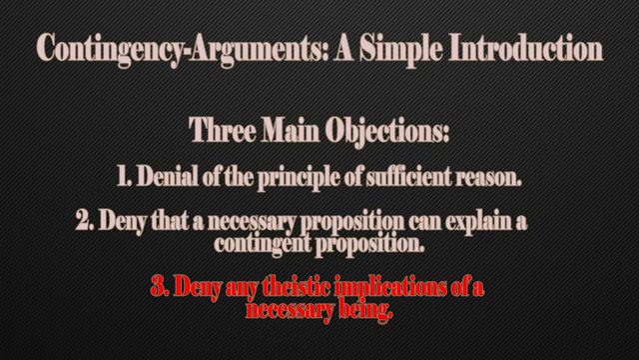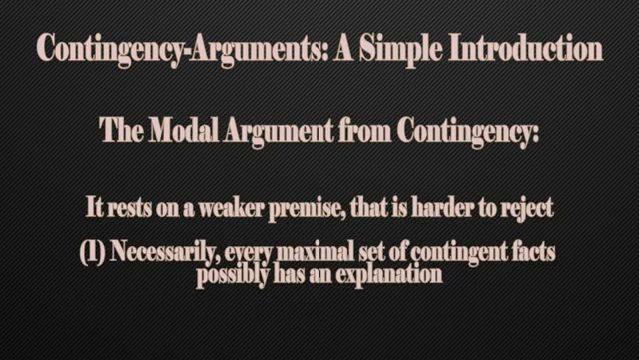Additionally, certain properties of the universe, such as the fine-tuning of the physical constants for the existence of embodied moral agents, may provide additional reason for accepting a theistic explanation here. More modern formulations of the argument make use of a more modest formulation of the principle of sufficient reason. There is what is called the modal argument from contingency. It rests on a weaker premise that is harder to reject.